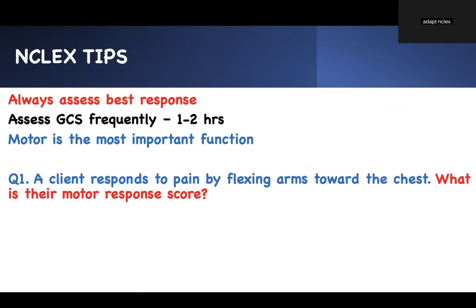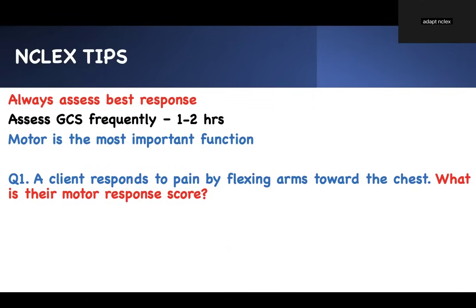Now, let's try some questions. A client responds to pain by flexing. That is motor. Use OLD BEN. When you flex, you bend, right? Arm towards the chest. What is the motor function? Use the OLD BEN mechanism. Put down your answer in the comment, type hashtag GCS mastered and put your answer down, and let's take a look at it.